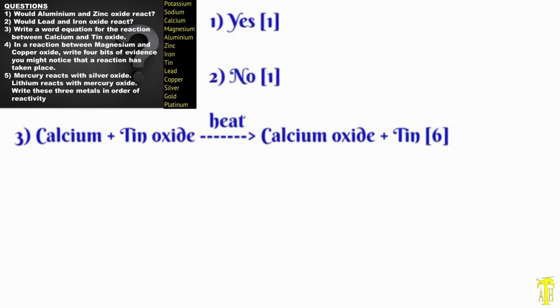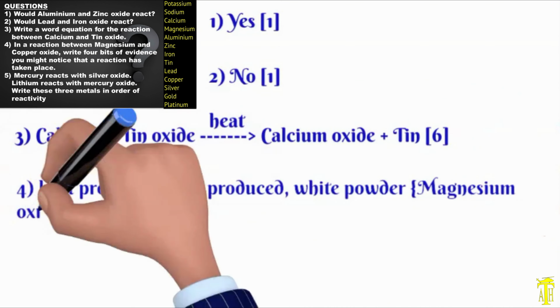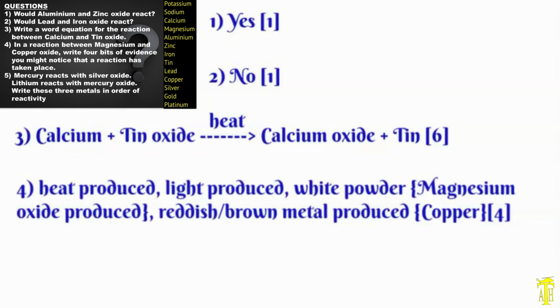Question number 4. In a reaction between magnesium and copper oxide, write 4 bits of evidence you might notice that a reaction has taken place. Well, what I've put here is that you've got heat produced. It's an exothermic reaction. You would have light produced, and you'd also have a change in chemicals. So we'd end up with a white powder being produced, the magnesium oxide, and a reddish brown metal being produced. That's the copper. You could also have had smoke being produced. So 4 things for 4 marks there.